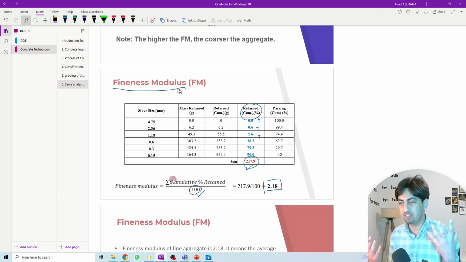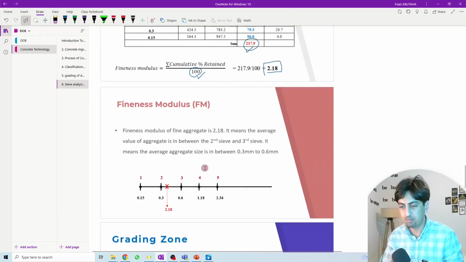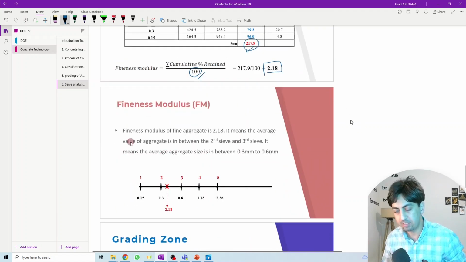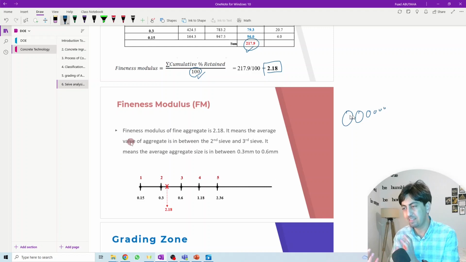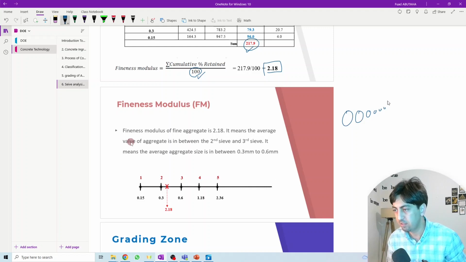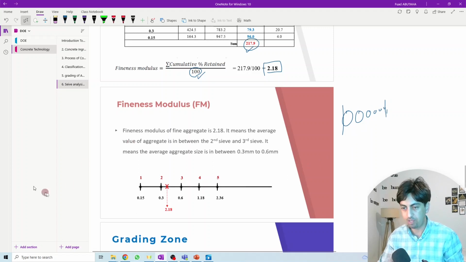So what is the fineness modulus? After we get it, for example, if it is well graded, it means there is an existence of different sizes, from bigger to smaller, between the maximum and the minimum size of the aggregate.